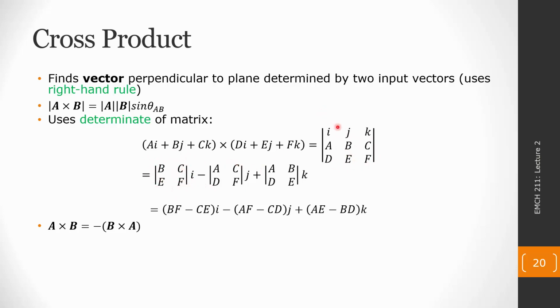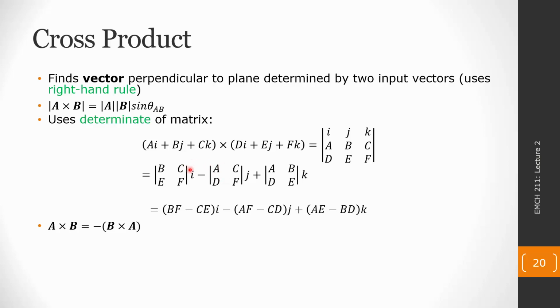All right, now I go on to J. I'm going to do the same thing here. J is going to get copied here. I'm going to cover up the column that J is in and the row, and I'm going to look at what is left. I have A, I have C, I have D, I have F. A, C, D, F. And that's going to be the 2x2 matrix in front of J.